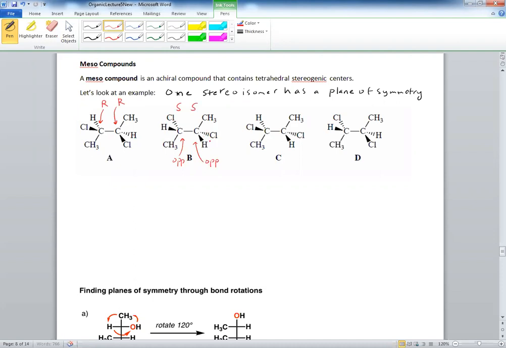Look at the Cl here. Look how we switched it to the back. Did I switch the Cl here? Nope, I did not. So it's the same as this one. Again, in reference to this one, same. But it is opposite to this one on that side. So that will be R S.